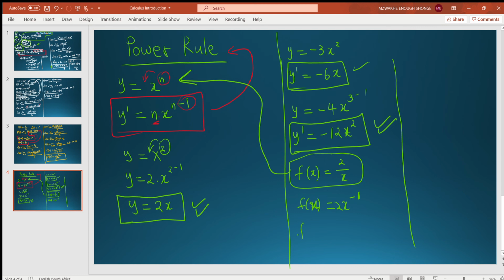Then you say f prime of x equals negative 1 multiplied by 2. You get negative 2x. Negative 1 minus 1, you get minus 2. Or you can also take it back to a fraction. You will say minus 2 over x squared. So this is how you apply the power rule to find the derivative of the function.